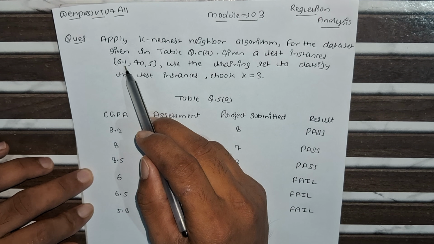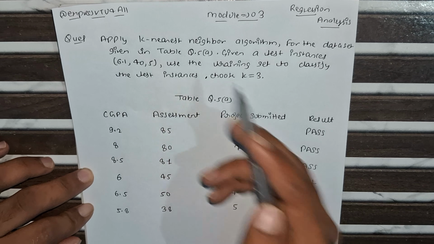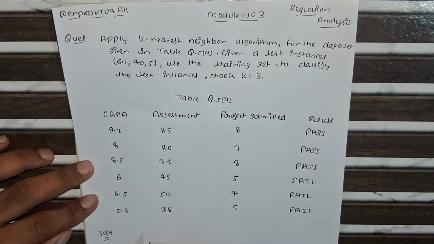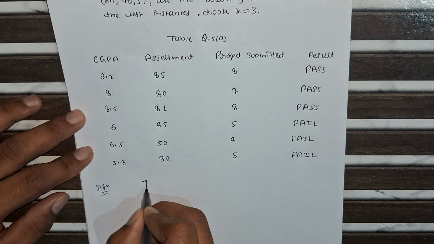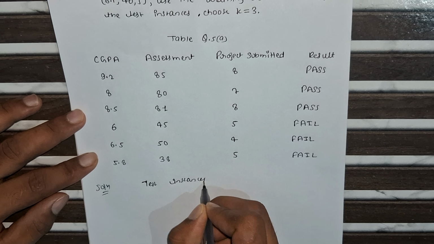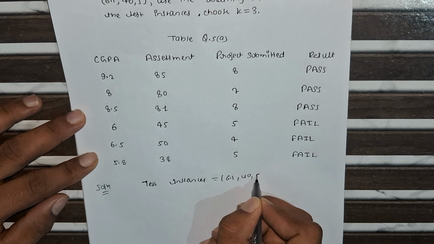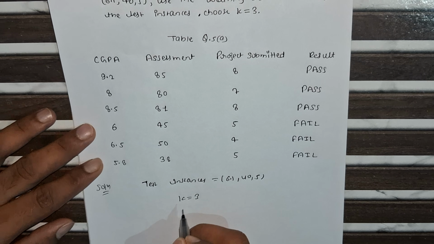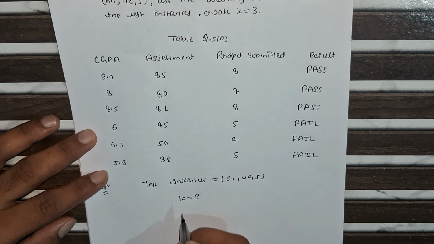This is nothing but the CGPA. This is the assessment and this is the project submitted. So first we write what is given in this question. Our test instances, which is 6.1, sorry, 40, 5, and our K value, which is equals to 3. So now for this we have to calculate the distance formula, which is called as Euclidean.